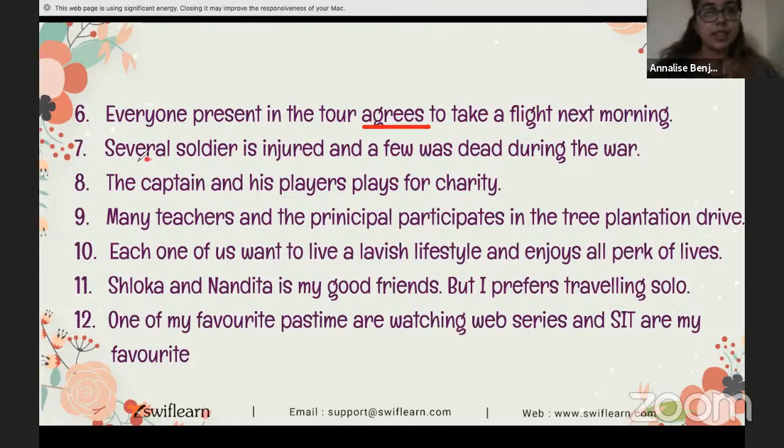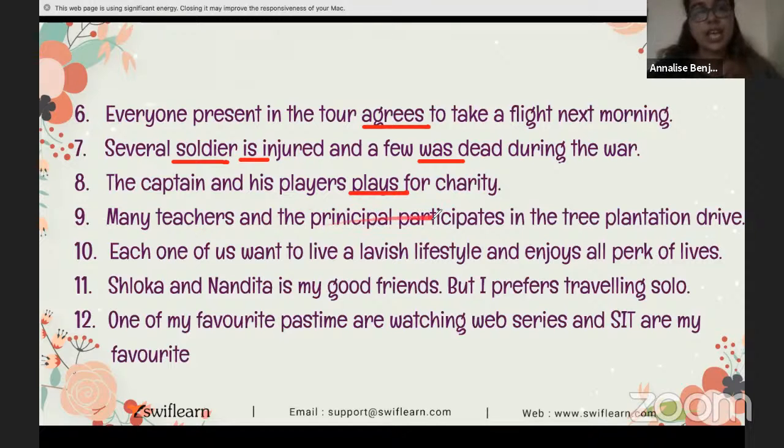Next sentence. Several soldier is injured and a few was dead during the war. Oh, there are quite a few mistakes over here. Several soldiers are injured and a few were dead during the war. The captain and his players plays for charity. The captain and his players play for charity.